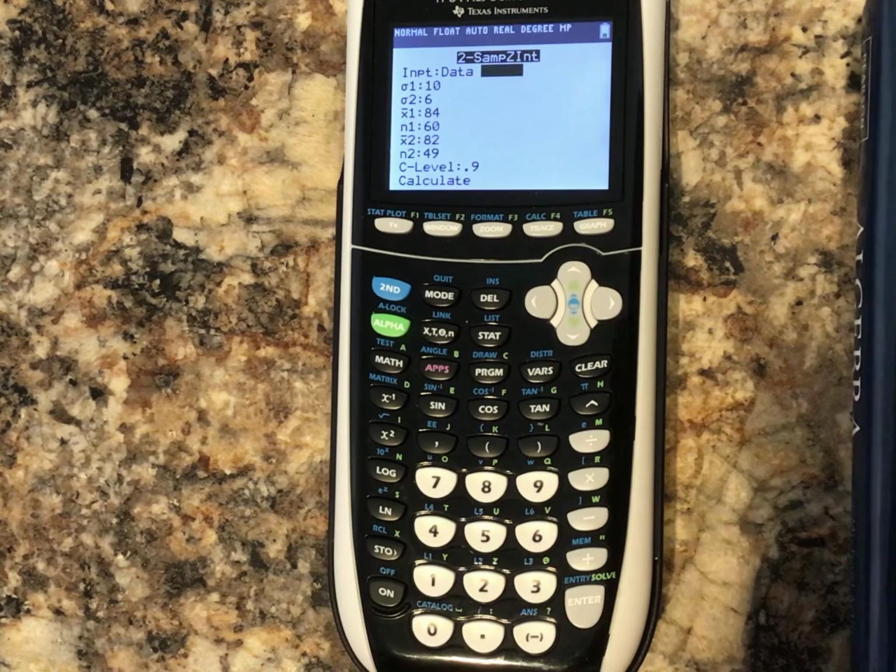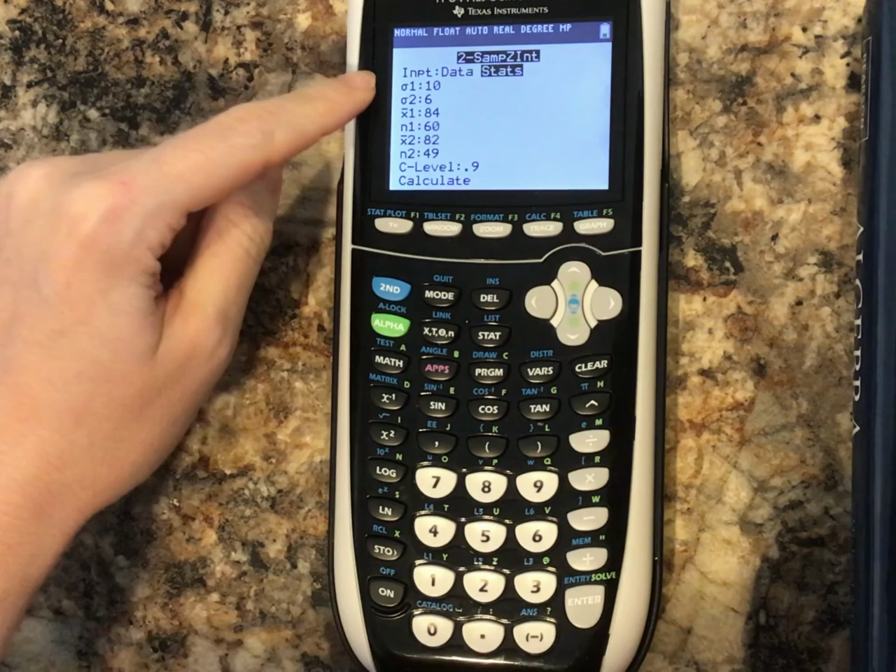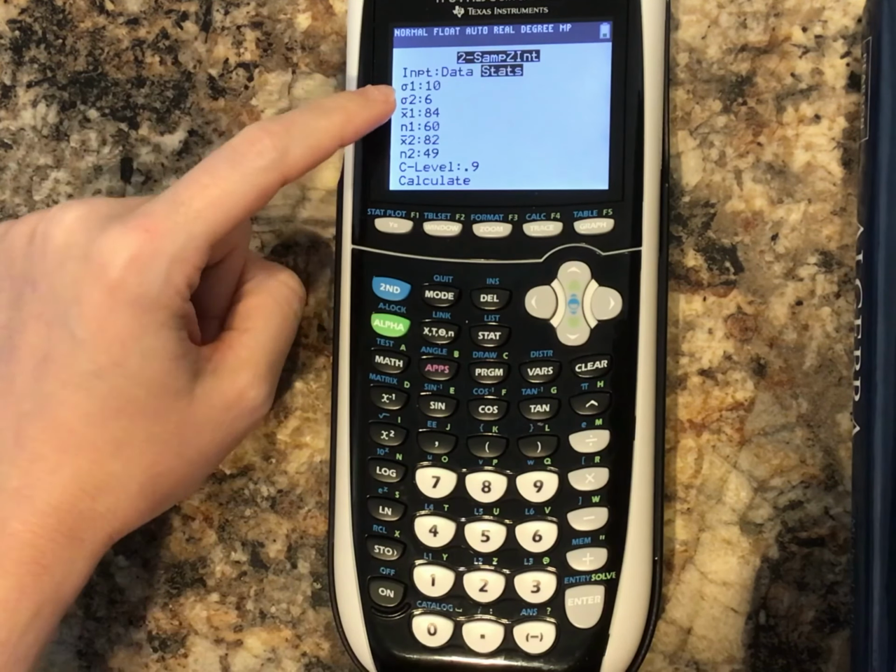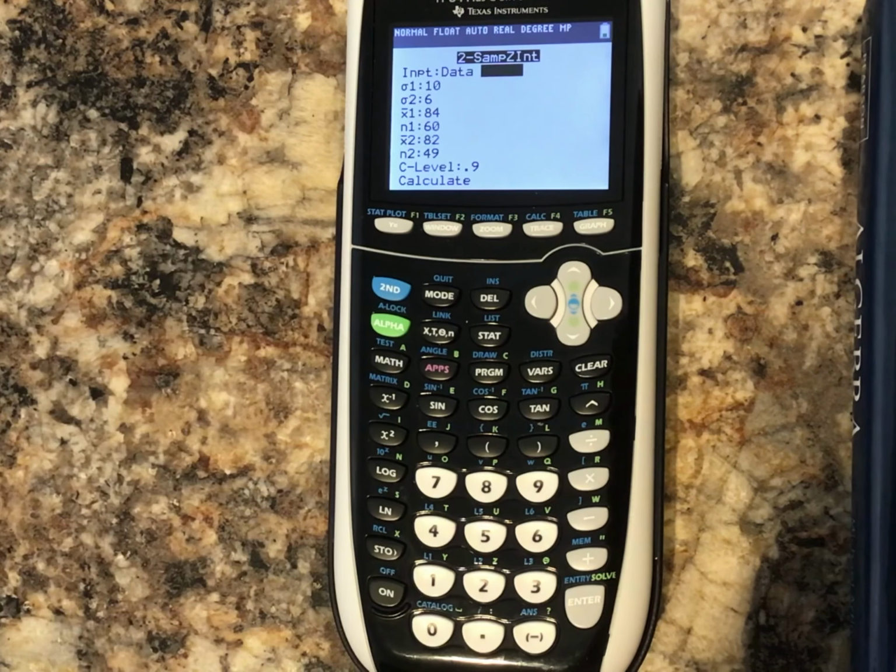Okay, now I'm going to do this for the last example that we had. So remember, our population standard deviations were 10 and 6. Then x1 bar, that was our sample mean for the smokers. N1 was the sample size, we had 60 smokers. X2 bar was the mean of the non-smokers, and N2 was the number of non-smokers in our sample.